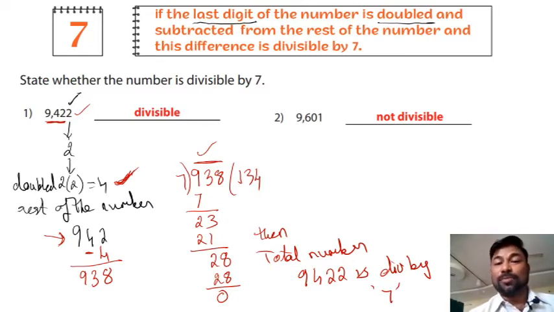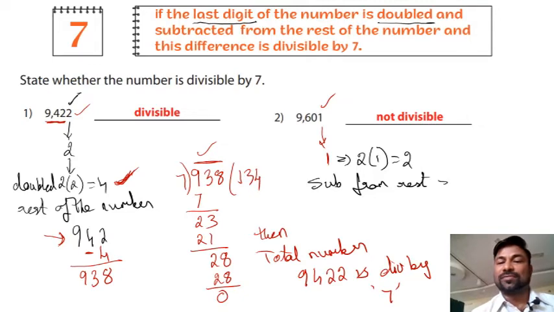Take the last digit. Let me go with another example. The last digit is 1. So I'm doubling the number: 2 into 1, how much do we get? 2. This is the doubled number. Now subtract it from the rest of the number. The rest of the number is 960. 960 minus 2 is 958.